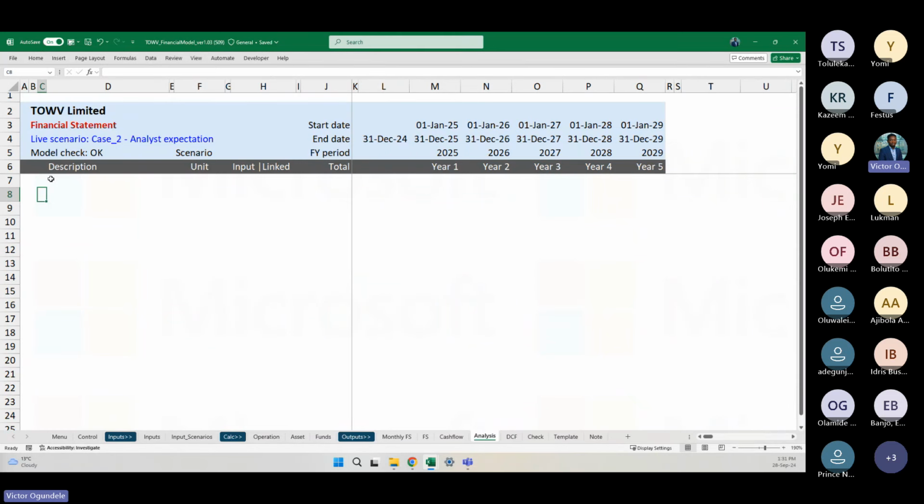Let's assume, I'm trying to look for a very good example for us to understand the next thing we need to do. Okay, so let's assume we have expected cash flow. Let's say we have expected cash flow, so let's say like 1,000.